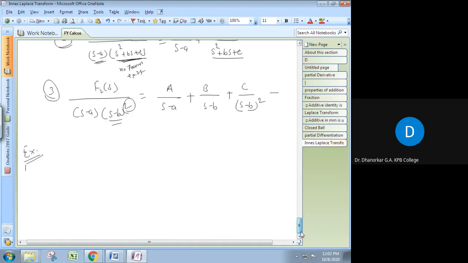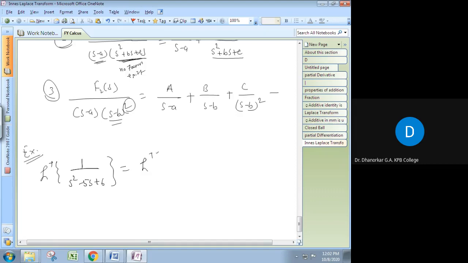Why do we need partial fractions? Because sometimes we will not be able to find the direct answer. Suppose we have to find the inverse Laplace transform of 1 divided by s square minus 5s plus 6. Again, surely there is no standard formula to work on this. Then how to find the Laplace transform of this function? Here I will take factors.